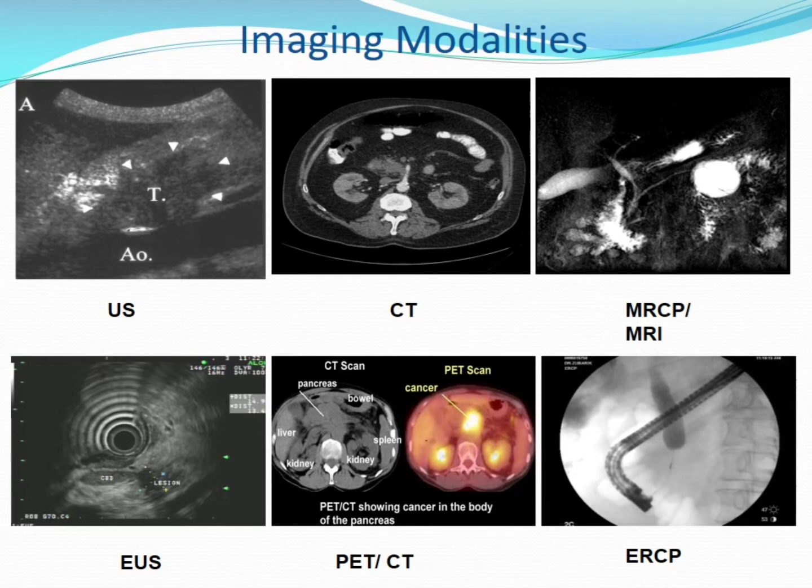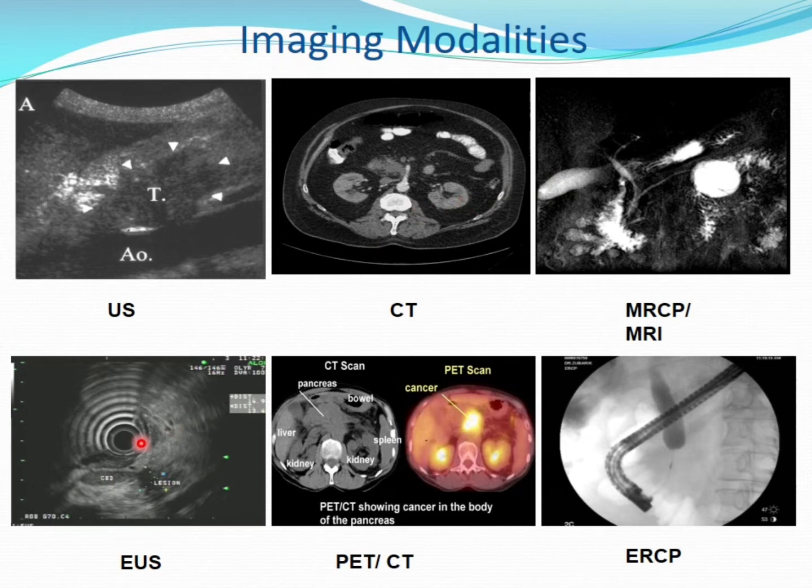This slide shows the imaging modalities for diagnosis of pancreatic carcinoma. Ultrasonography is not sensitive for diagnosis of pancreatic carcinoma. CT and MRI are valuable for staging and diagnosis of pancreatic carcinoma, but we have to use what's called pancreatic protocol CT or MRI for proper staging and diagnosis.